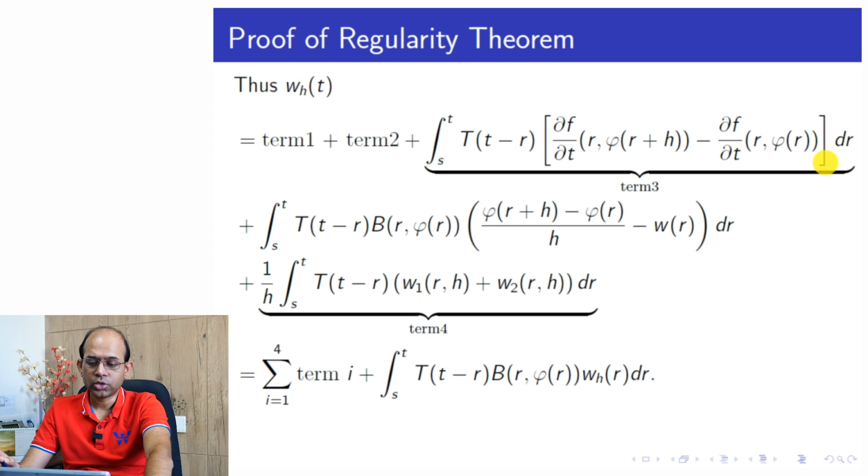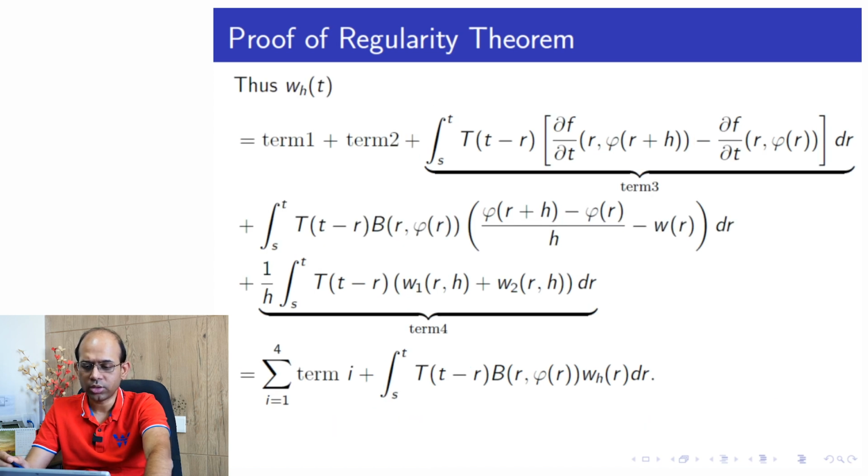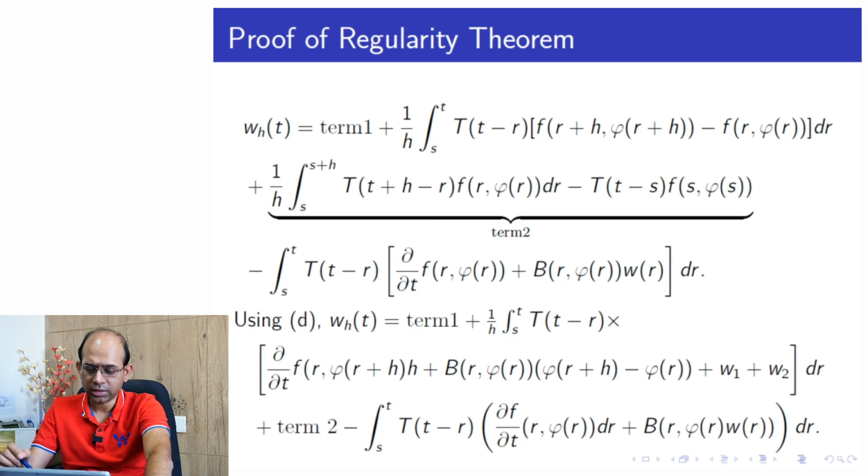Okay, so we call this whole thing term 3. But we still have some more terms, because we still have b terms here that we are going to deal with now. But we can take b common, because here we have b, this b term capital T of t minus r b r phi r. Here also we have capital T of t minus r b r phi r. Okay, there is a typo here. The parenthesis should come here actually.